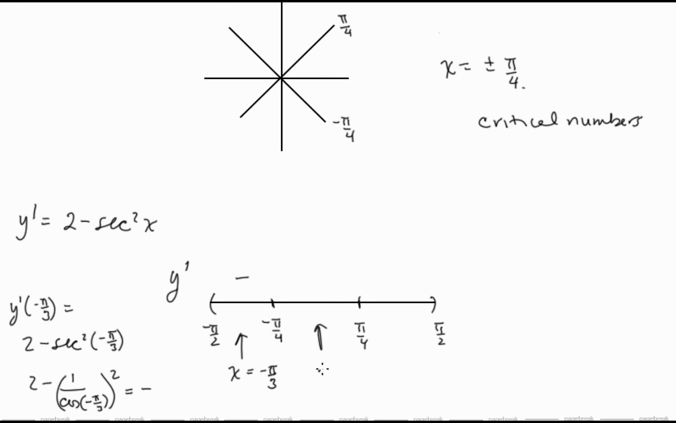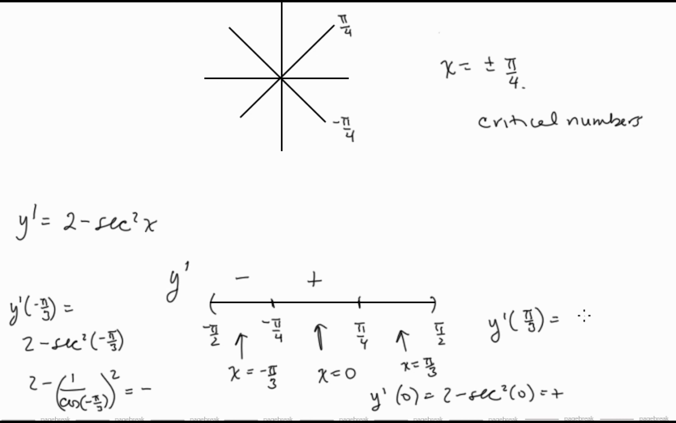Here we can take a look at x equals 0. y prime of 0 is going to be 2 minus secant squared of 0. Secant of 0 is equal to 1. That's 1 over cosine of 0, so that's 1. So this is 2 minus 1, and this is going to be positive. And here we have x equals pi over 3, and that's going to be the same computation we have here. y prime of pi over 3 is going to be 2 minus secant squared of pi over 3. That's going to be 2 minus 1 over 1/2 squared. So this is going to be negative. That's 2 minus 4, so that's negative, and we're here.